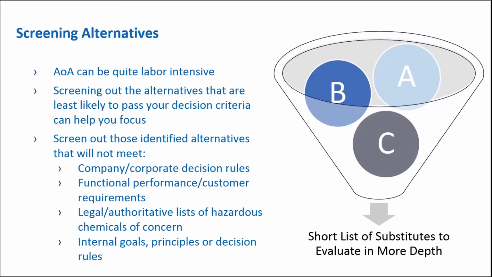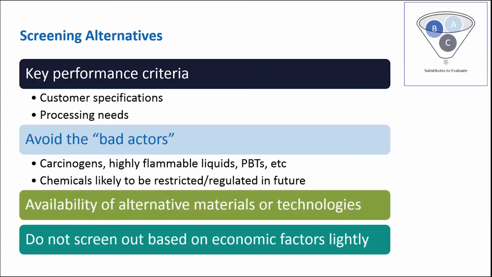You want to screen out those alternatives that will not meet your specific criteria, which can include company-specific criteria, key functional performance and/or customer requirements. This often includes the availability of the alternatives, legal restrictions, or the presence of a chemical on authoritative lists of hazardous chemicals of concern, internal goals or principles or decision rules that you have set out in your scoping process. It's important to screen out clearly inferior or unacceptable alternatives.